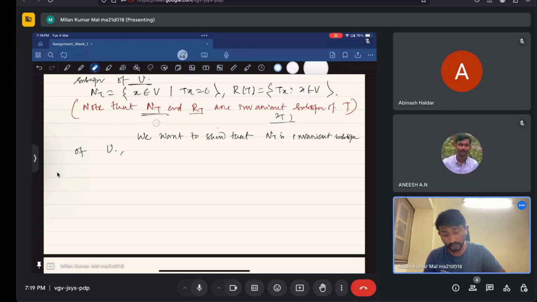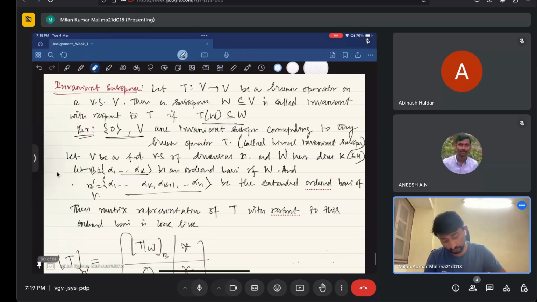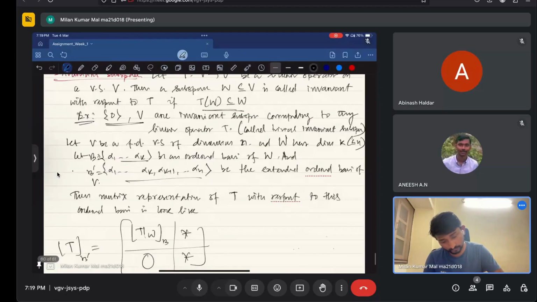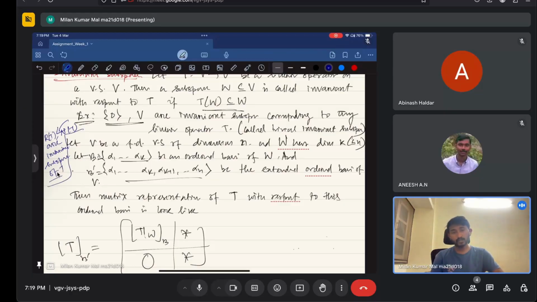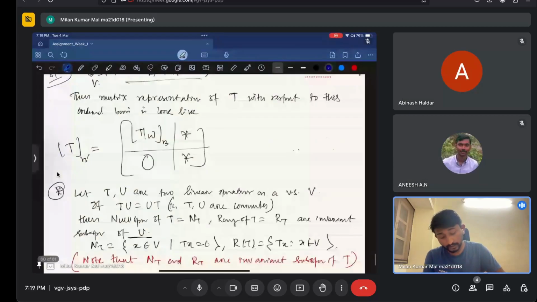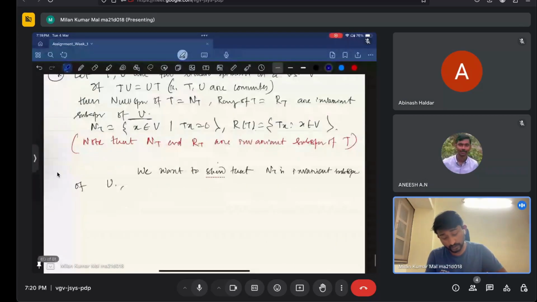So for a linear operator T, better to write here: range of T and null space of T are invariant subspaces of a linear operator T. This is true always. Range of T and null space of T of a linear operator T is an invariant subspace. But here we are just considering something different.